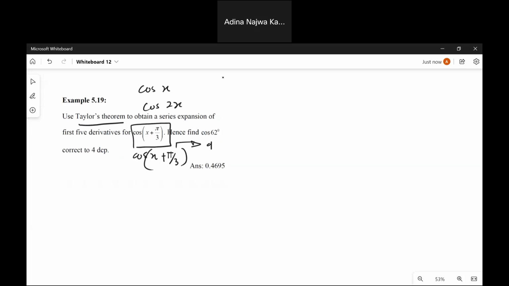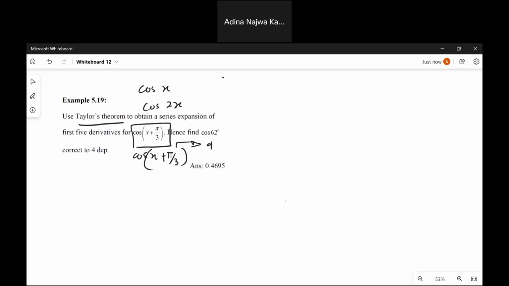So basically, the steps are almost the same. You find the expansion as we have learned before. Cos x is equal to a naught plus a1x plus a2x squared, and then you solve for a naught, a1, and a2. Once you have those values, then how about this value?